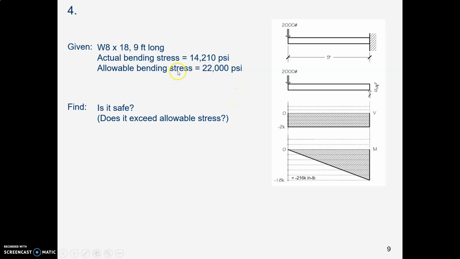And we were given that the allowable stress is 22,000. Question is, is this safe? Well, our actual stress is 14,210. That is, in fact, less than what we're allowed, 22,000 psi. So therefore, yes, it is safe.